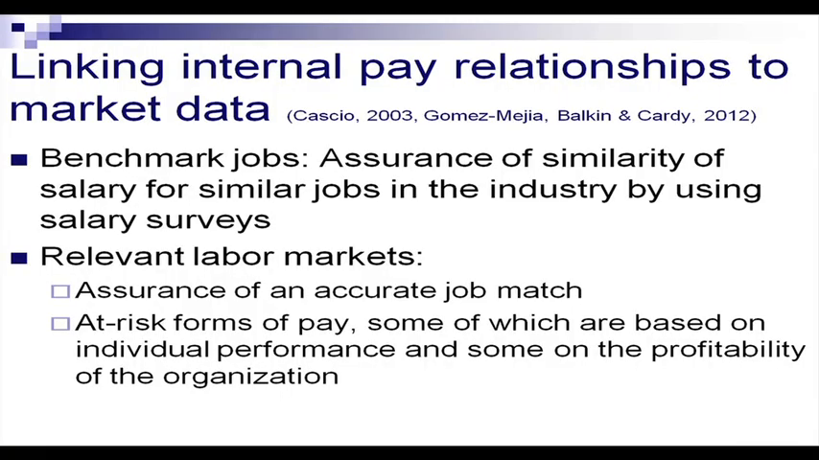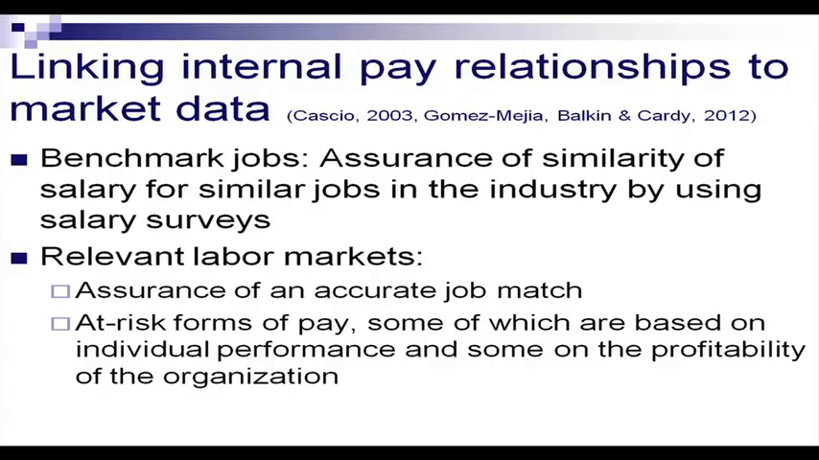And then we also have at-risk forms of pay, some of which are based on individual performance and some on the profitability of the organization. For example, the commissions you earn as salespersons, or the employee stock ownership plans. With ESOPs, if the employees' stocks go up, great, you get a profit, but if they go down, you lose, and that's unfortunate, and many people have lost a lot of money through these ESOPs. So that's an at-risk form of pay. It seems very appealing, but if for some reason your organization is not doing well, then you stand to lose.